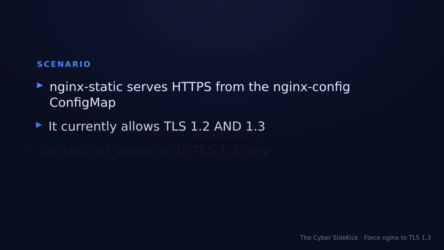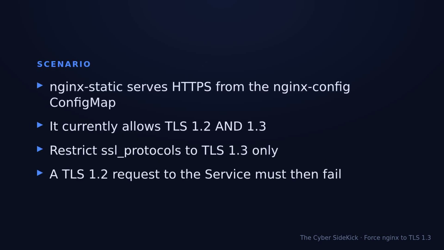An nginx static deployment serves HTTPS, and its server config comes from a ConfigMap named nginx-config. Right now it allows both TLS 1.2 and 1.3. Your task is to allow only TLS 1.3, then make nginx actually use the change so that a TLS 1.2 request fails.